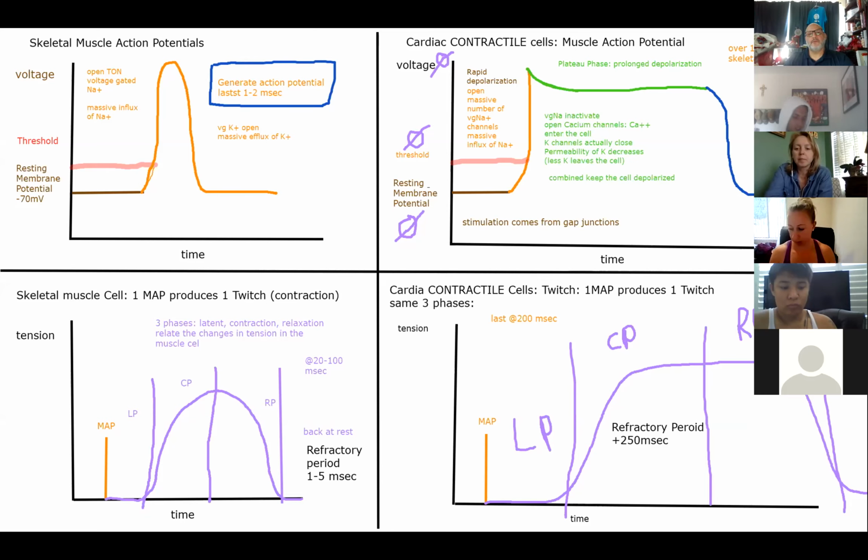And you said that contractile cells make up 99% of the heart cells, and then the other one is conduction. Yep, exactly. So you're absolutely correct. If we've talked about the contractile cells, then what do we need to do next? Conduction. Conductive cells, absolutely. All right. Excellent.